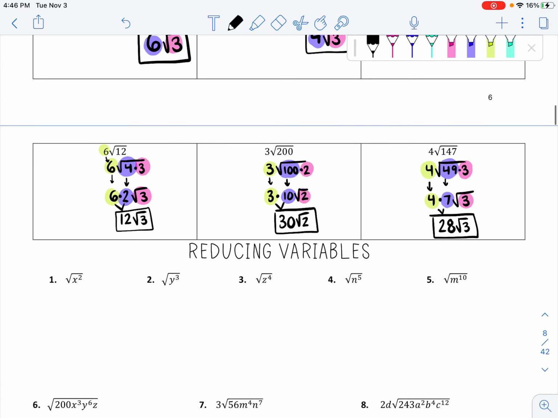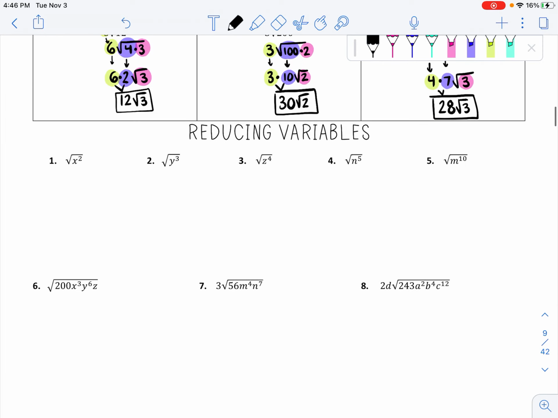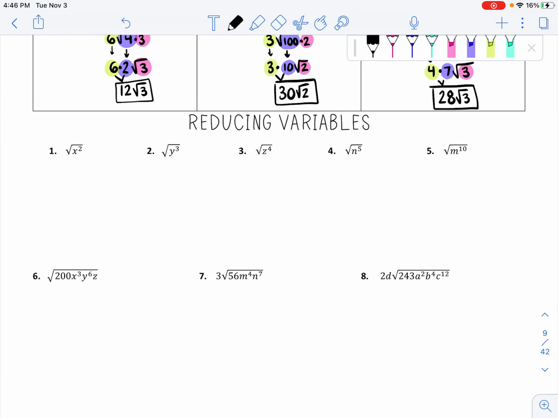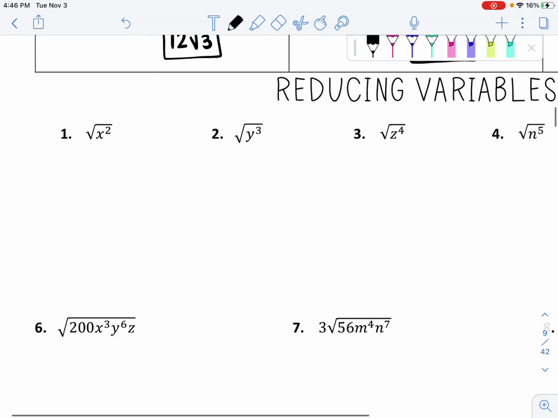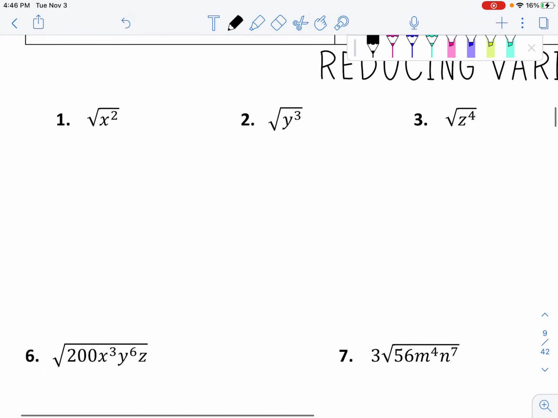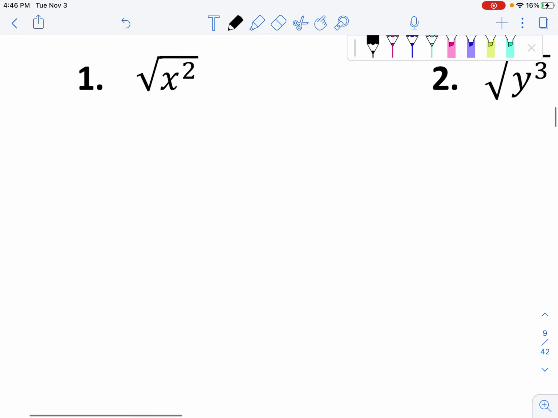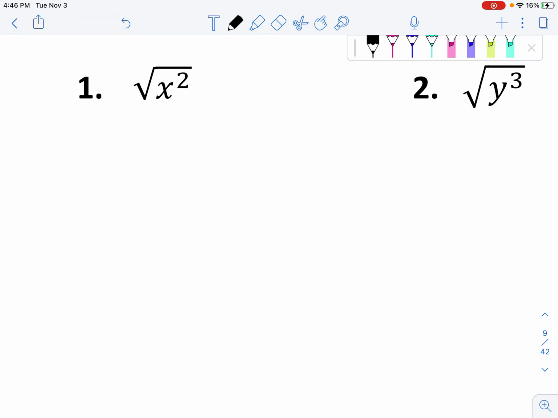So that's how you reduce radicals with just numbers. Now we're going to focus on reducing variables. With square roots, the goal is to have even exponents. Square roots and even exponents cancel each other out. So the square root of x squared just equals x.